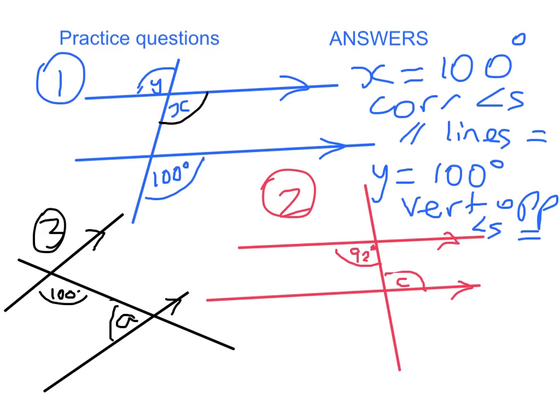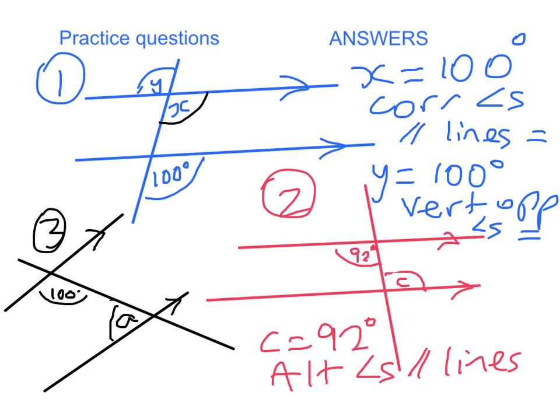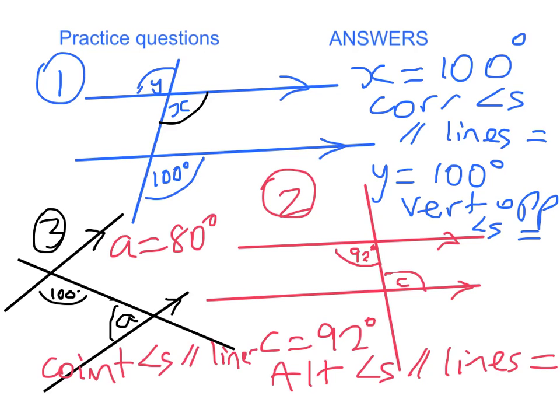Number 2, C is equal to 92 degrees. C is 92 degrees because those angles are alternate angles around parallel lines, so they are equal. Right, lastly, number 3, not surprisingly, is the third of the rules. So A is equal to 80 degrees, okay, because co-interior angles, oh, what a big mess. Co-interior angles, parallel lines, are sup.